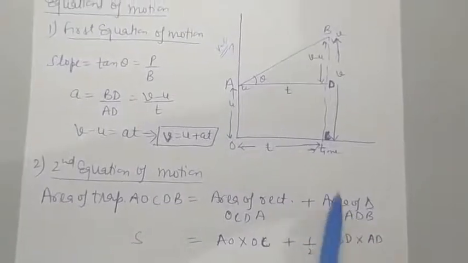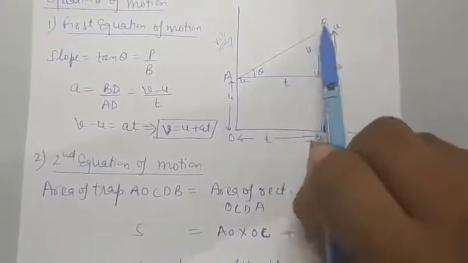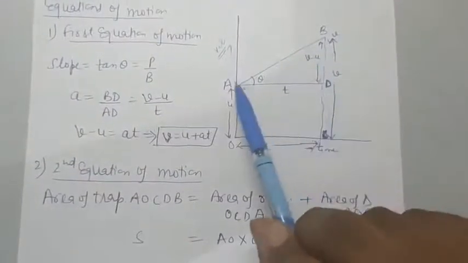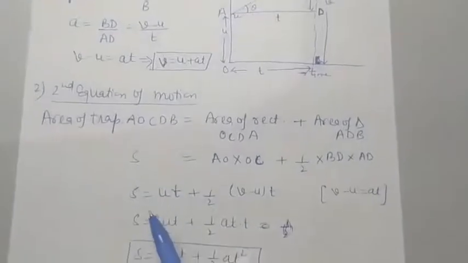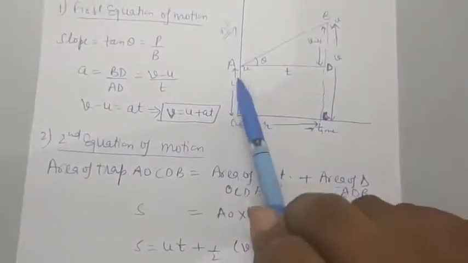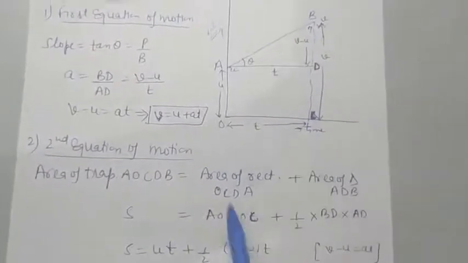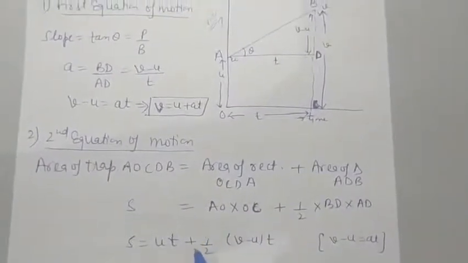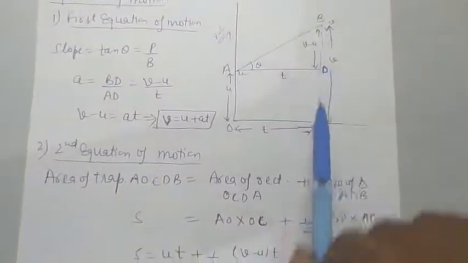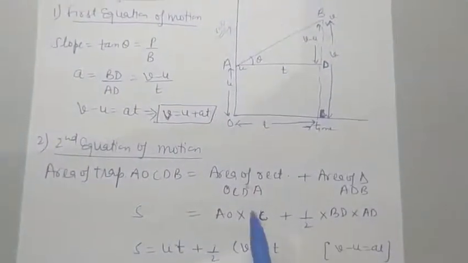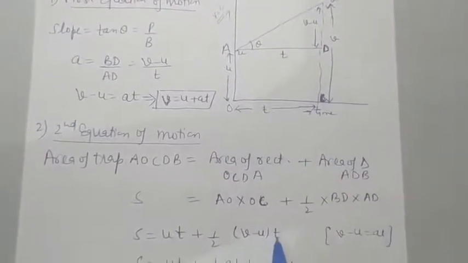Area of triangle is 1/2 base into height. Base is AD and height is BD, so BD into AD. Now AO distance is u and this OC distance is t, so ut plus half BD. BD is v minus u as we have calculated, and this AD is t, compared with OC, that is also t.